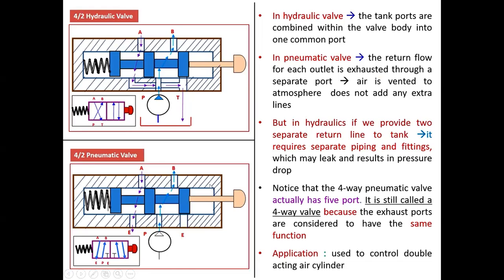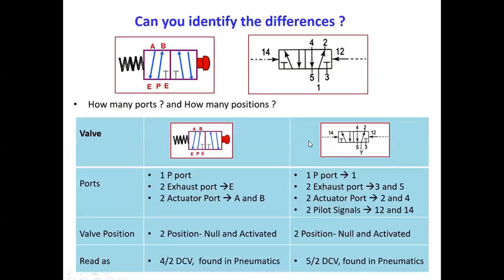4/2 hydraulic valve, we can see here. Notice that a 4-way pneumatic valve actually has 5 ports. It is still called a 4-way valve because the exhaust ports are considered to have the same function, used to control a double acting air cylinder. Can you identify the difference? How many ports and how many positions?